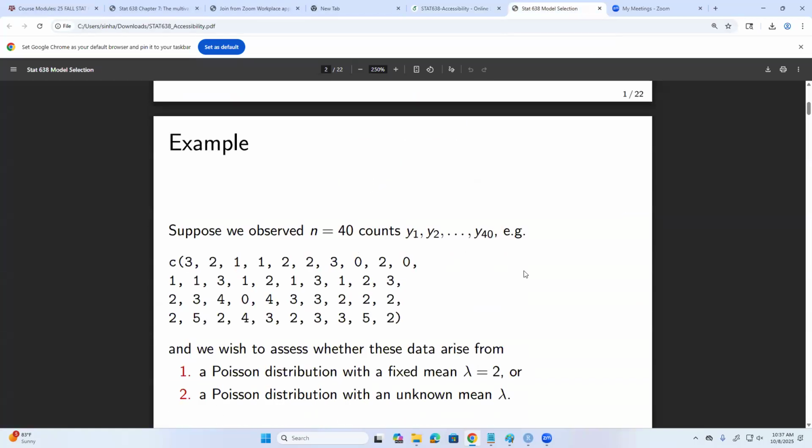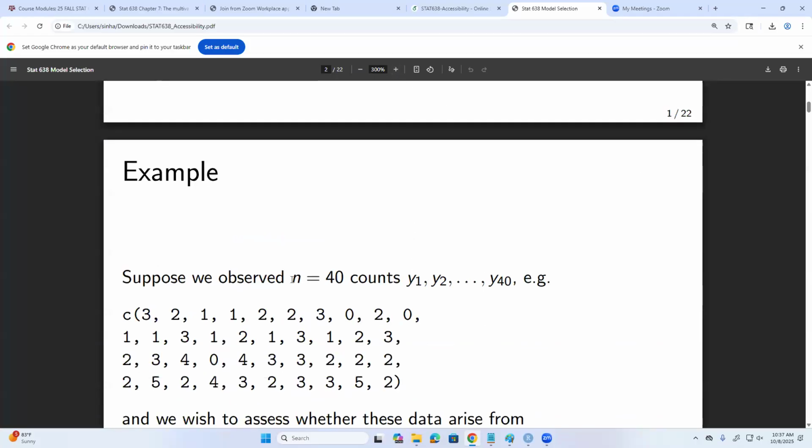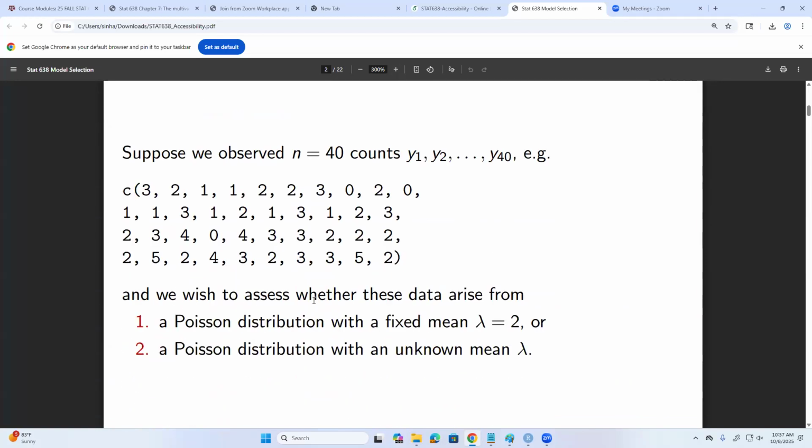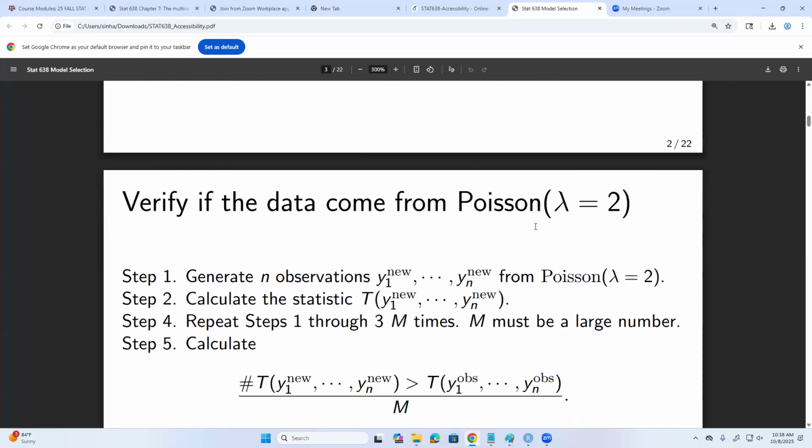All right, so this is the model selection question, and we might come back to this issue again, but this is very specific to one of the homework problems that a student asked me about the other day. And this is, I think, problem number 4.8. Suppose we observe, I'm just giving you an example, 40 counts, y1, y2, up to y40. And we wish to assess whether these data arise from a Poisson distribution with fixed mean lambda equal to 2. I have added another question: if it is a Poisson distribution with an unknown mean lambda. So essentially two questions. One where I say Poisson distribution with lambda known, and one where it is coming from a Poisson family without specifying the lambda parameter. Verify if the data come from a Poisson distribution.